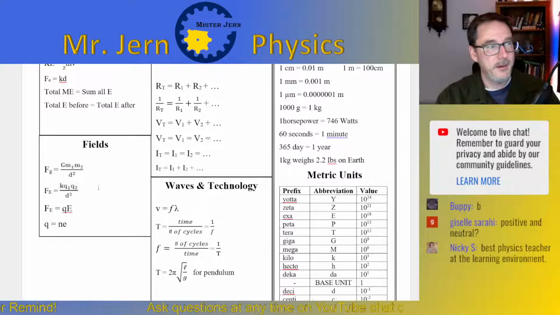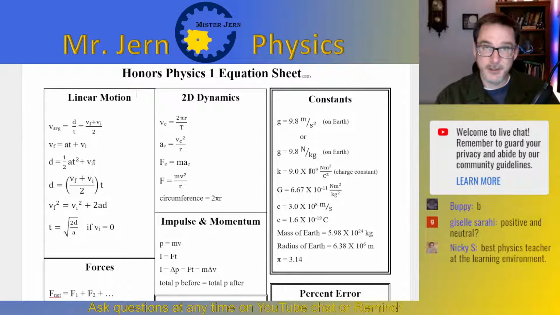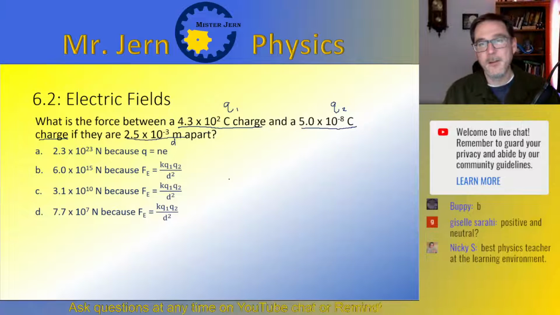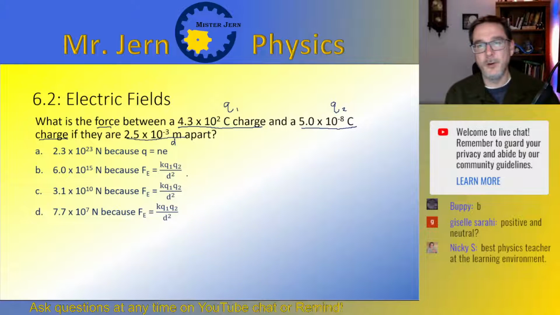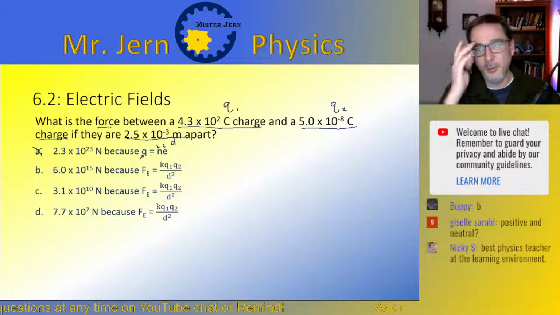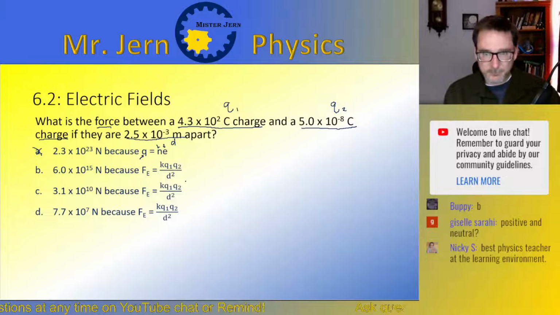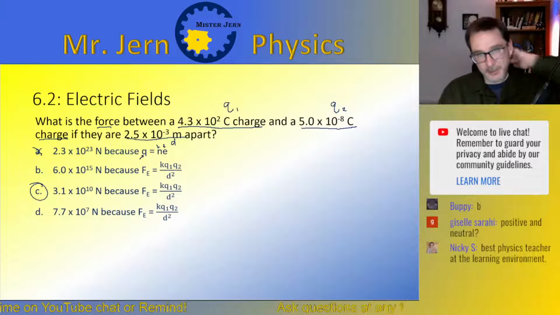Okay. If you remember K on the front page, K is the charge constant, 9 times 10 to the ninth. Something to keep in mind. So what is the force? Well, it's not going to be A because we've got more than one Q. I never mentioned E or N, so no. The other three all use the correct equation, but when you actually plug it in correctly, you'll get this answer.